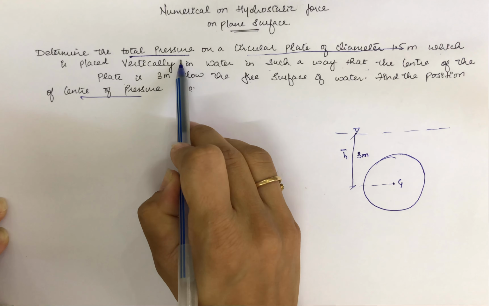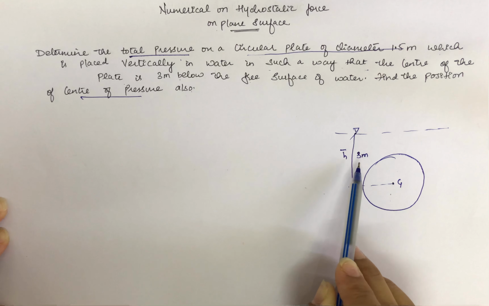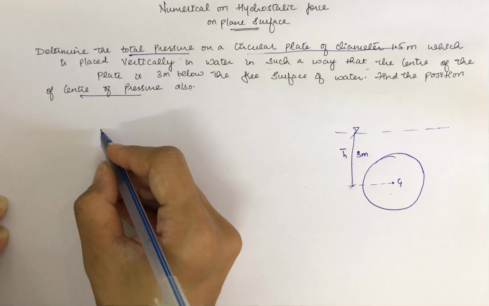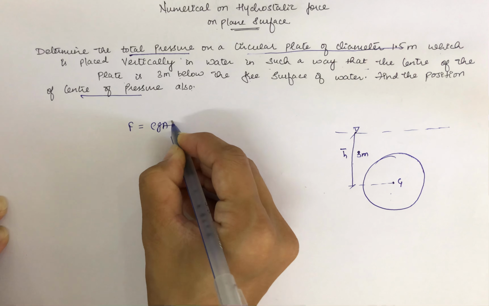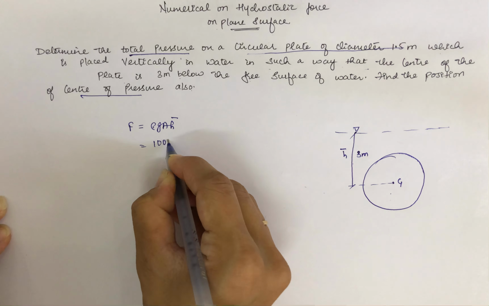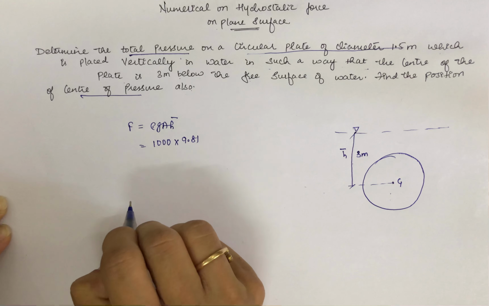So what will be the total pressure that will be exerted on this circular plate disc by the water when it is immersed in water? Okay, so let us write the formula. F is equal to rho g A h bar. Here rho is the density of fluid and as our fluid is water, density of water is 1000 kg per meter cube. g is gravitational acceleration which is 9.81.